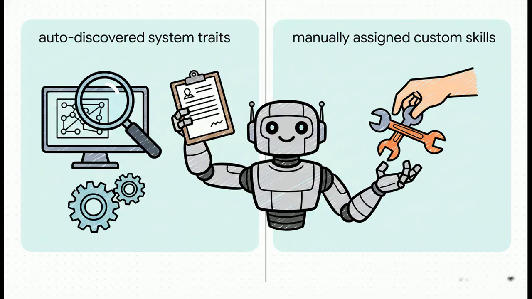You've got system capabilities, which are automatically discovered, things like the OS type or the machine name. Then you have user-defined capabilities. These are custom configurations you manually assign. So if you install a really unique testing tool on a specific agent, you define a capability for it so the pipeline knows, hey, this specific worker has this unique skill.